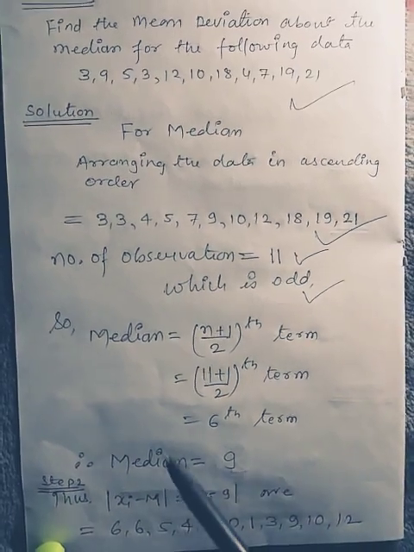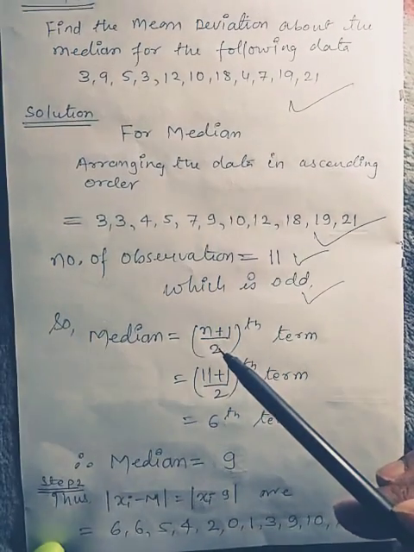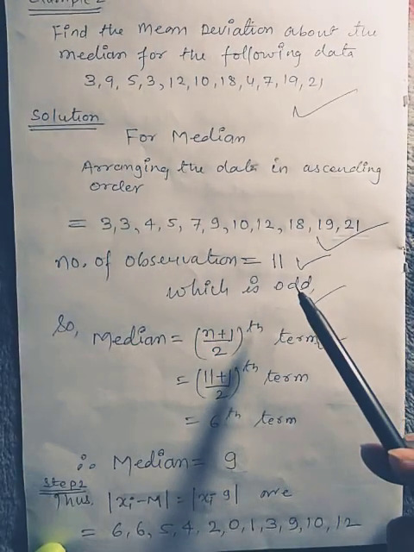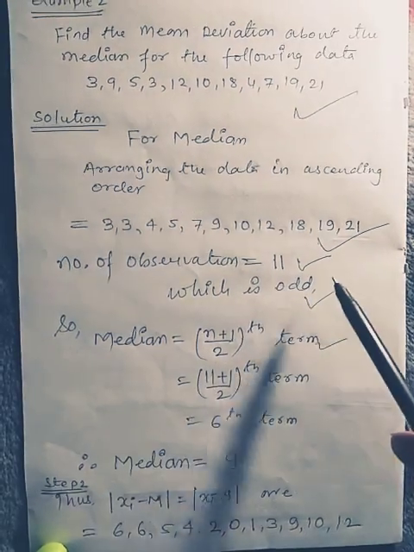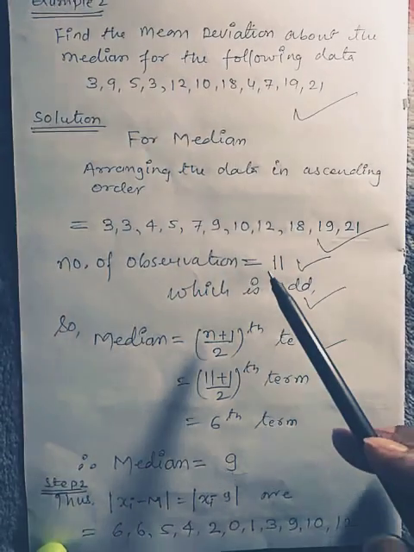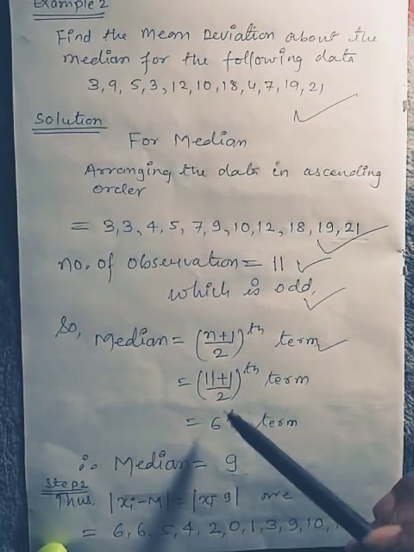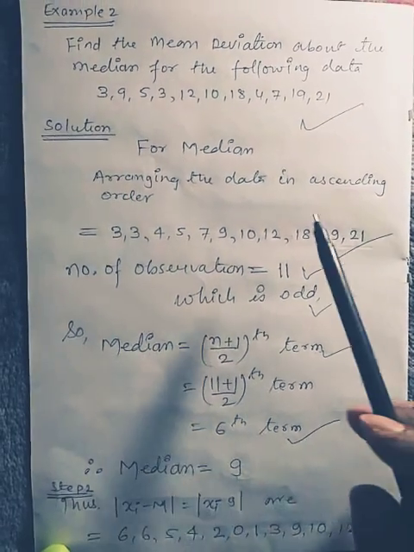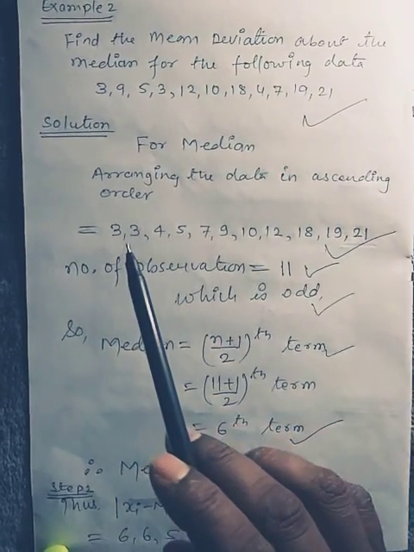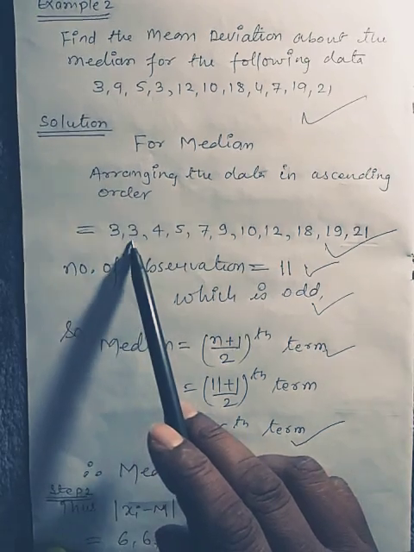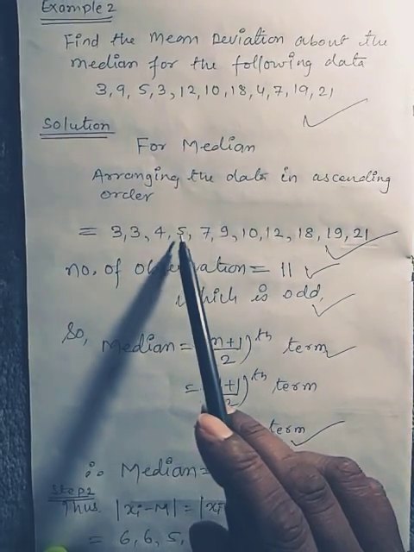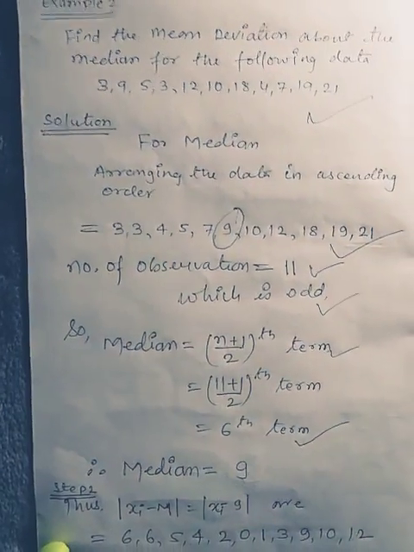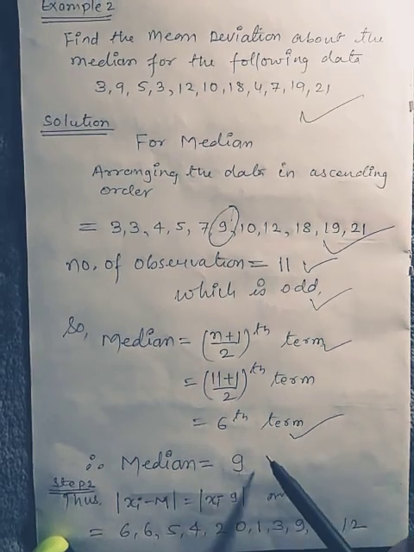So the median is the (n plus 1) by 2 th term for an odd number of terms. So n is 11. After simplifying, we get the 6th term is the median. In ascending order, first term, second term, third term, fourth term, fifth term, and 6th term is 9. So median is 9.